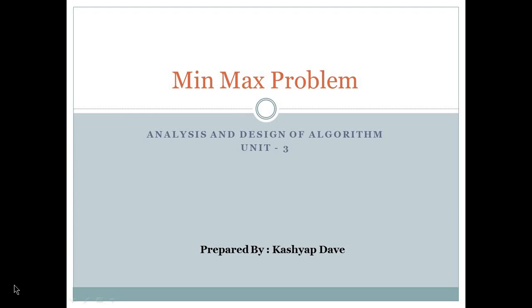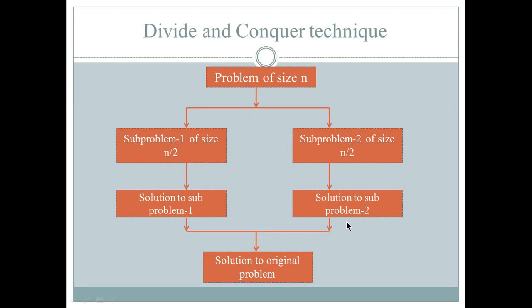So for that, we have to understand what actually a divide and conquer technique is. The divide and conquer technique will divide your problem of size n into problems of size n by 2. Means you will divide your problem into two parts. Further, that part will be divided into other two parts. This process will be continued until your size of n is feasible for dividing.